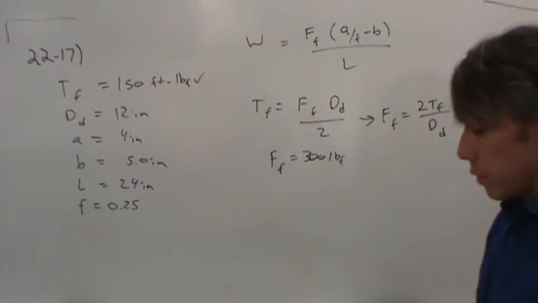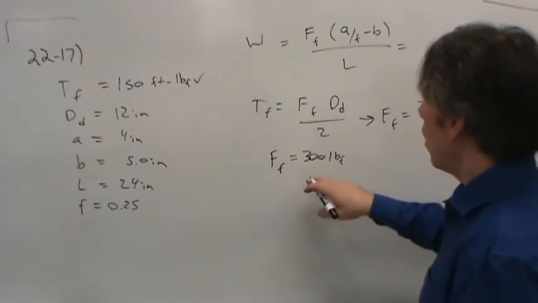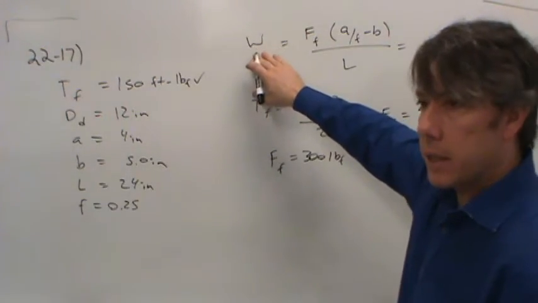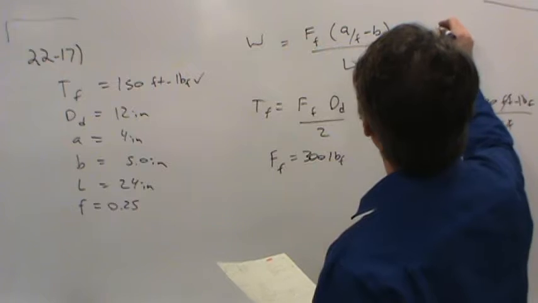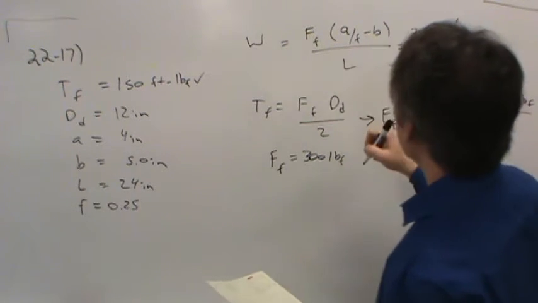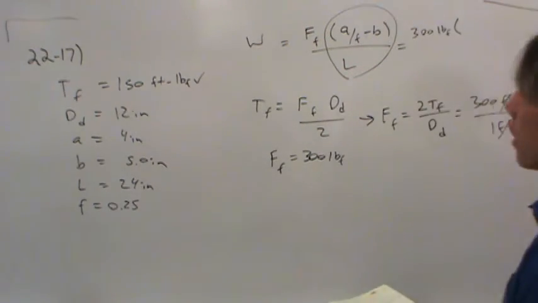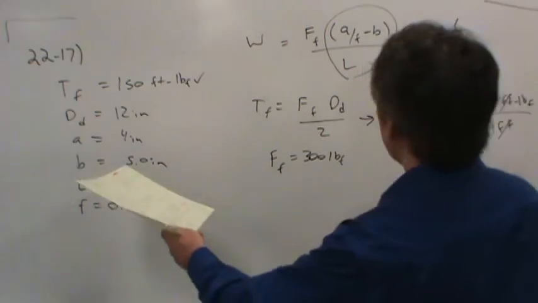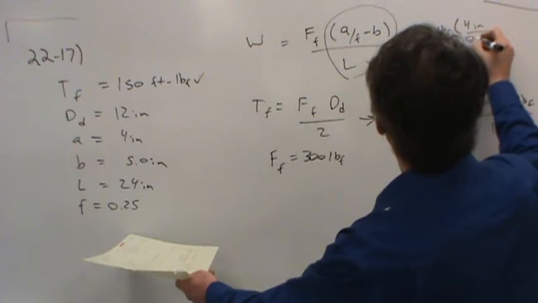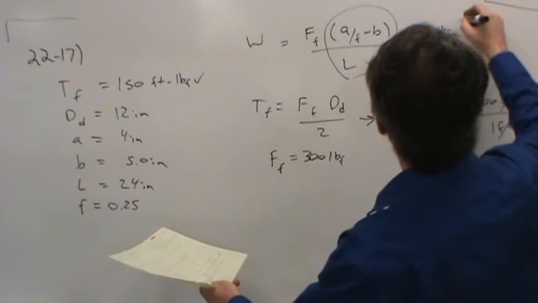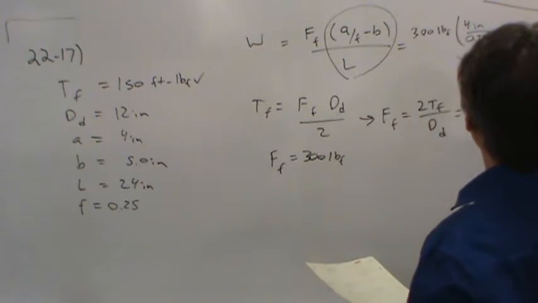So now that we've got the frictional force required, we can answer the question, which is how much load has to be applied to the handle to get the thing to work. Since the frictional force is 300 pounds force, what you'll notice is that the units here, this is basically a geometry factor, those units will cancel out. So A is 4 inches. The friction coefficient is dimensionless, it's 0.25. B is another dimension that is 5 inches.